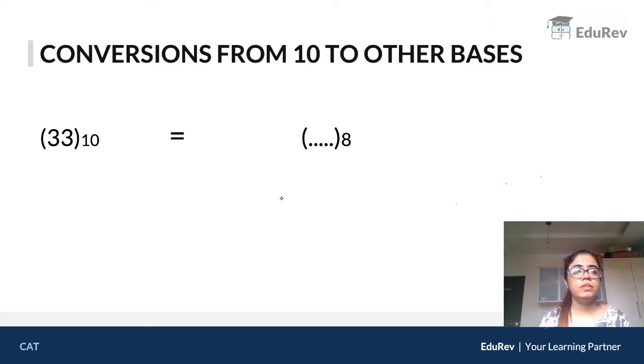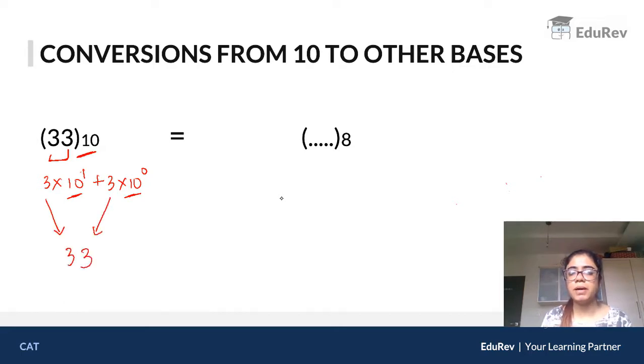Okay? Now, this number is 33 to the base 10. So, can I write this as, let's say, 3 into 10 raised to 1 plus 3 into 10 raised to 0? Because this is a decimal number, so I can write it like this: 3 into 10 raised to 1 plus 3 into 10 raised to 0. So this gives the place value, and when I pick only 3 and only 3 from here, it gives me my number 33. Now how do we convert it to a base 8?